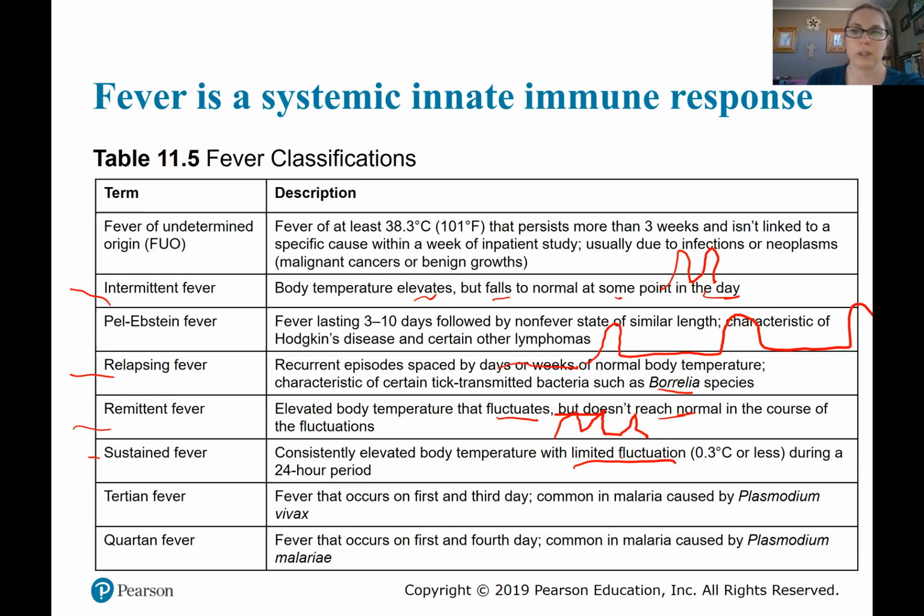I would definitely read through this one. I know it was kind of a tricky one. But chapter 12 is going to get a little bit trickier as well. There's a lot more to it than this chapter. So make sure you're reading ahead.